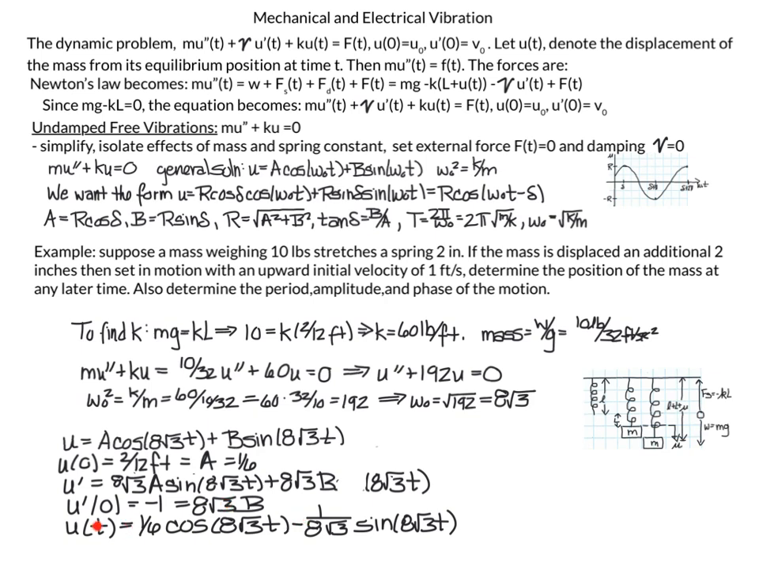So here is my final solution for u(t). It's equal to 1/6 cosine of 8√3 t minus 1 over 8√3 sine of 8√3 t.